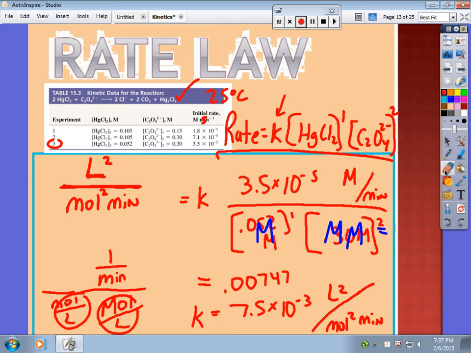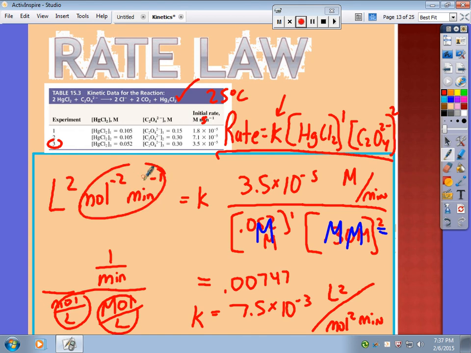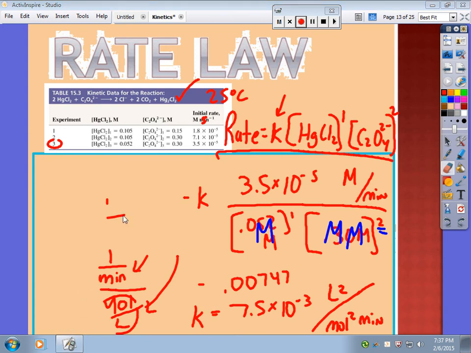I could also write that like this: liters squared, mole minus 2, minute minus 1. All these do tell you is that they're in the denominator. Okay, they're in the denominator. Now, the easiest way to do this is the following. I'm going to solve for k.